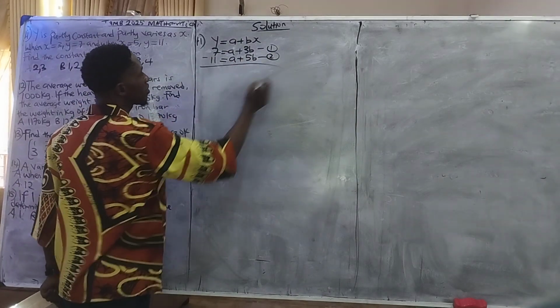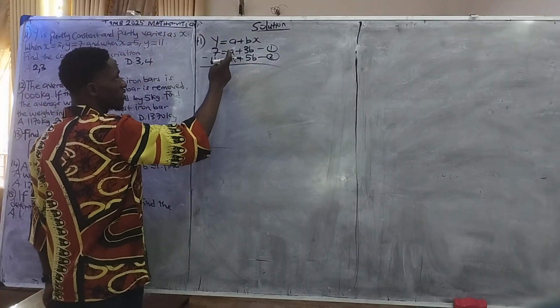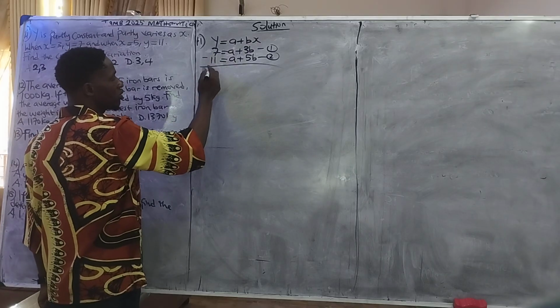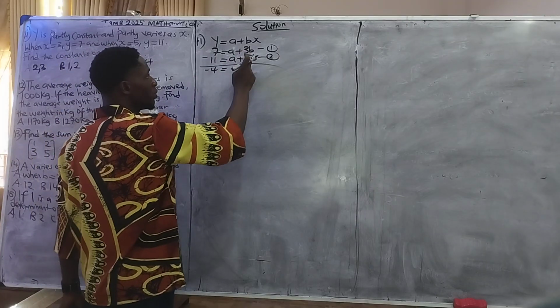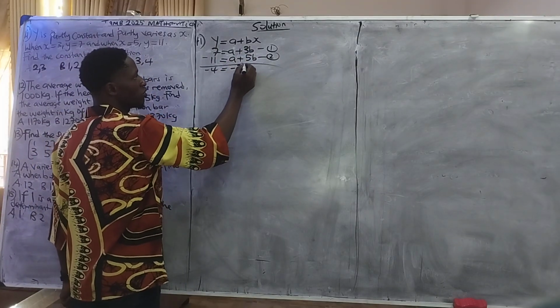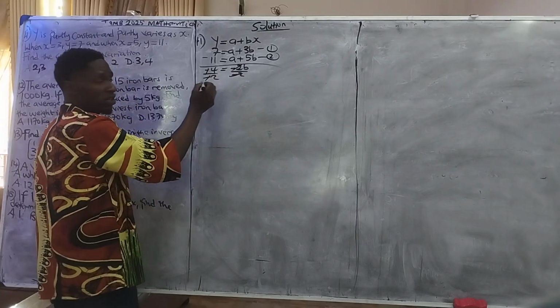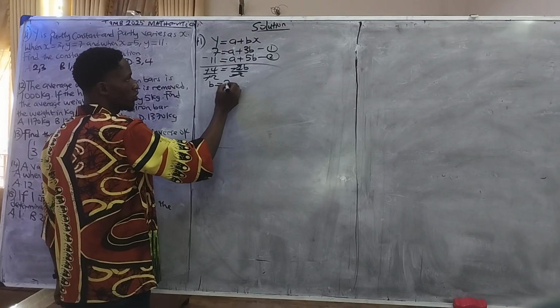So you subtract, because this A and A have the same coefficient. 7 minus 11 gives us minus 4, equals A minus A, which is 0, plus 3b minus 5b, which is minus 2b. Divide both sides by minus 2. Minus will cancel minus. Therefore, our b is equal to 4 divided by 2, which is 2.